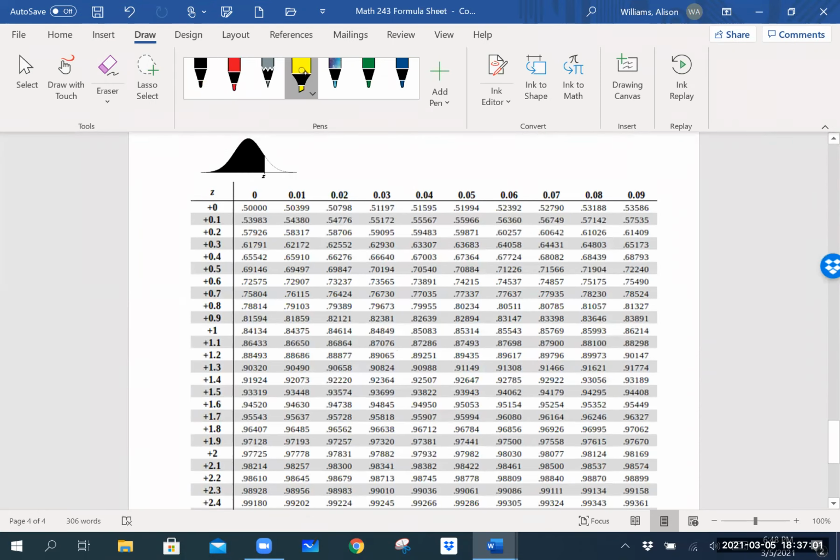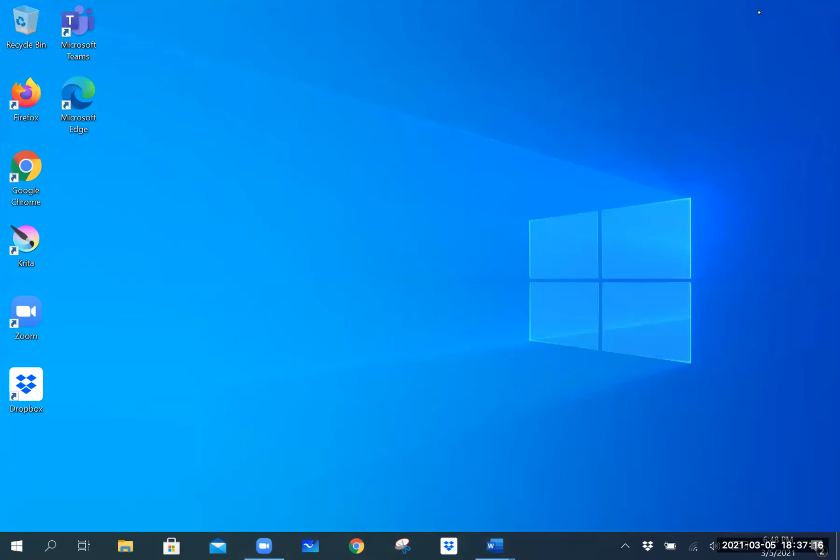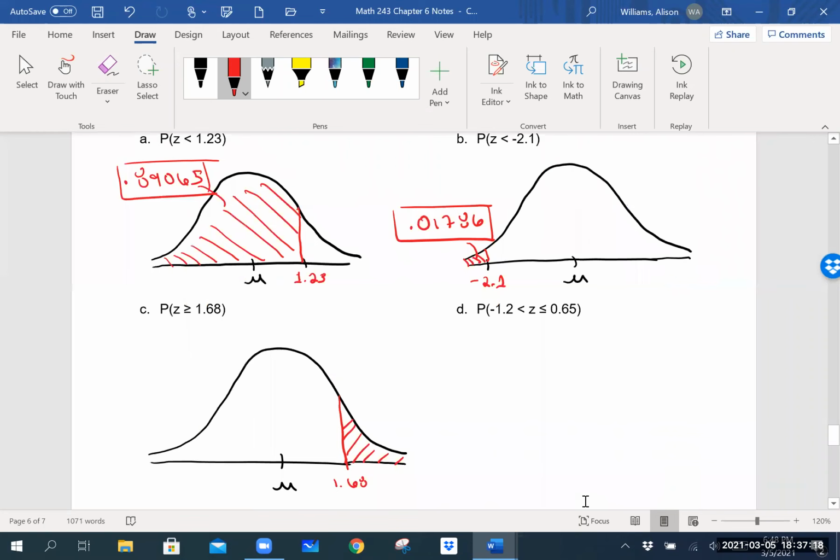And let's go down to the positives here, 1.68. Okay. So here's the 1.6. And then the 8 is right there. So that would be this value, 0.95352. Now, that's technically not the answer. What they just gave me, that number is actually shaded to the left. So I actually need to subtract this from 1 in order to find this half, the right half of this.